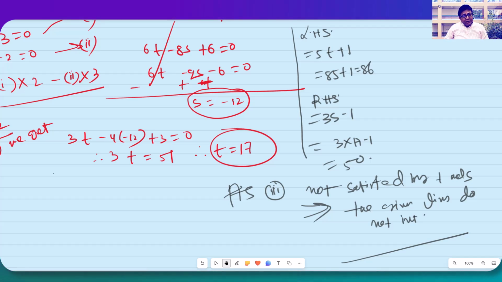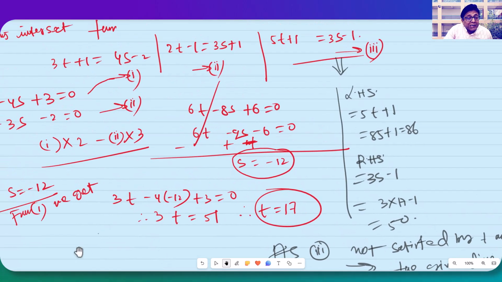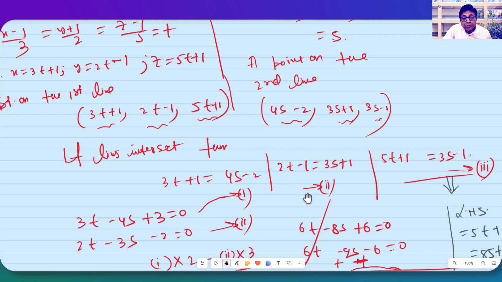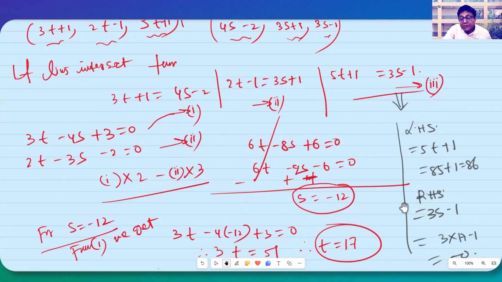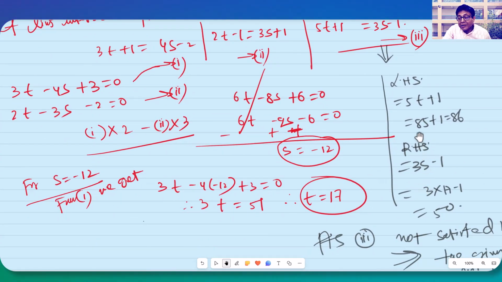You just take a point on the first line, a point on the second line, the way I told you. If they intersect, they have the same x coordinate, same y coordinate, same z coordinate, because it is a point. So we have solved for T and S from any two, and then we put them in the third to check whether LHS equals RHS or not. They have not satisfied relation 3, so they do not intersect. Is it clear?